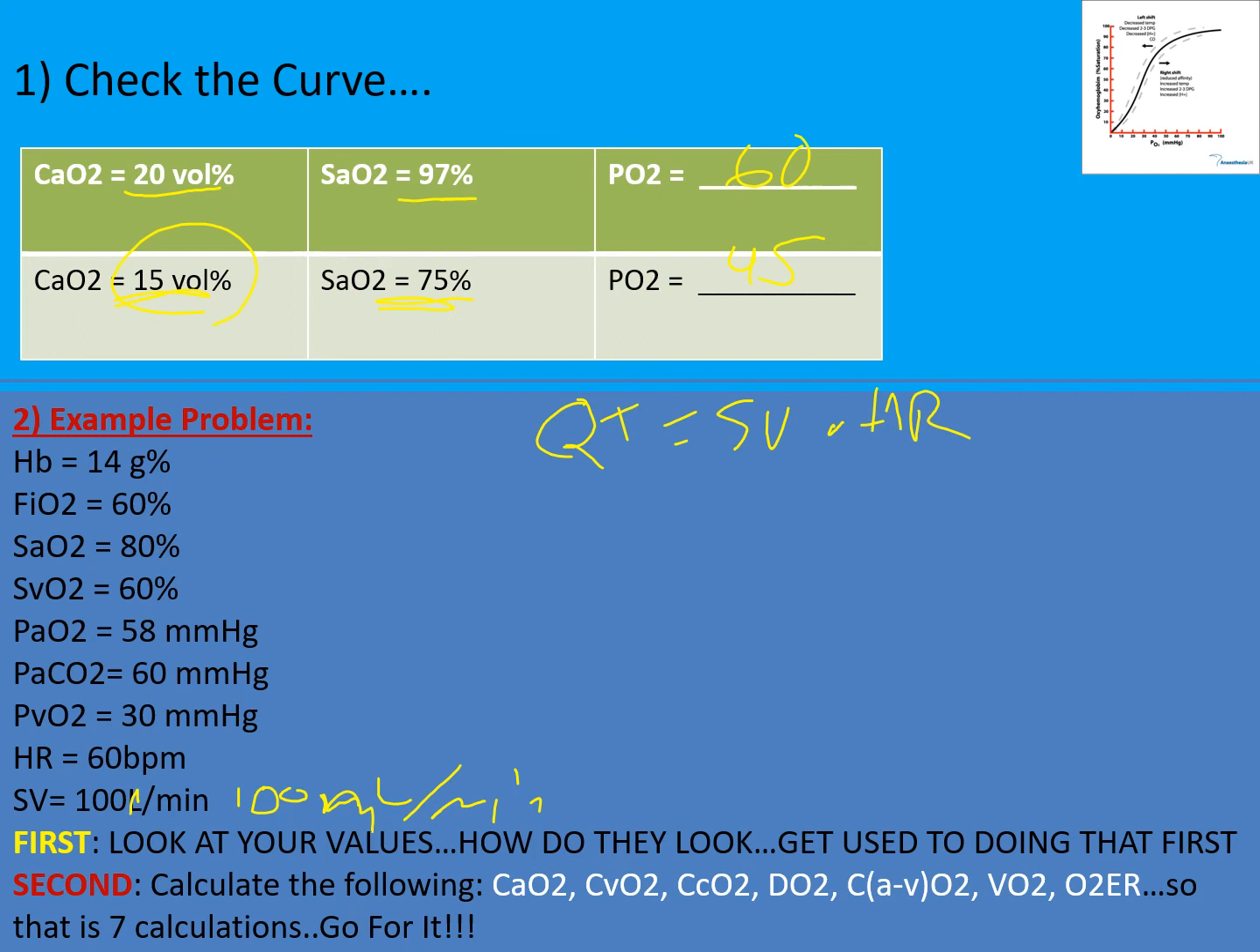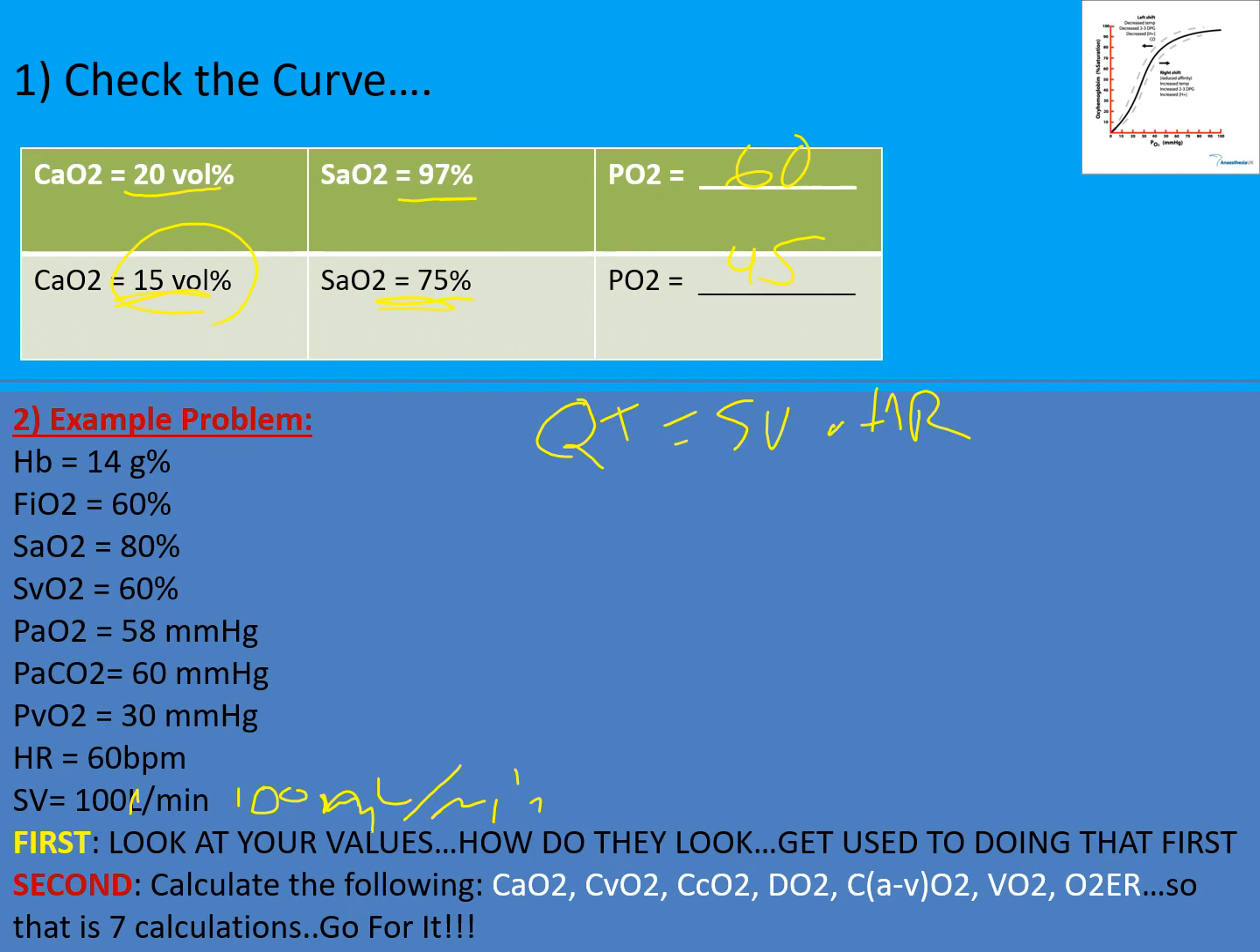PVO2 is at 30 millimeters of mercury, and our heart rate is 60 and stroke volume is 100 mLs per minute. So when you're looking at that, first of all, what things sort of stand out of normal limits? I would label it normal, normal, not normal, or high or low, right? Before we'd ever calculate, just by looking at all their numbers, you might be able to figure out where the issue is.